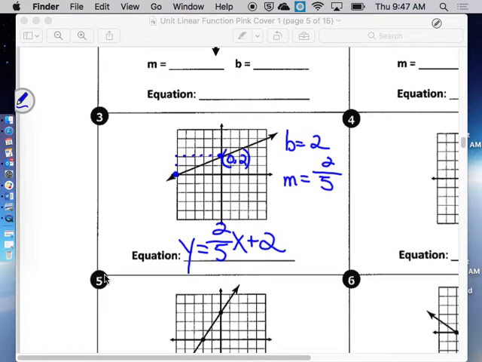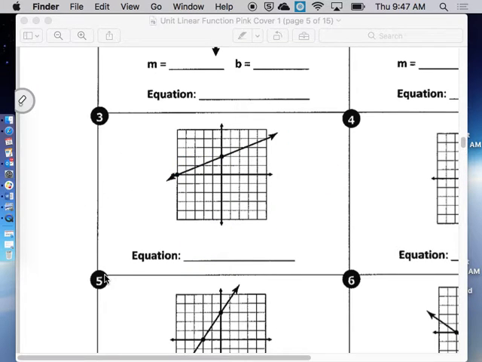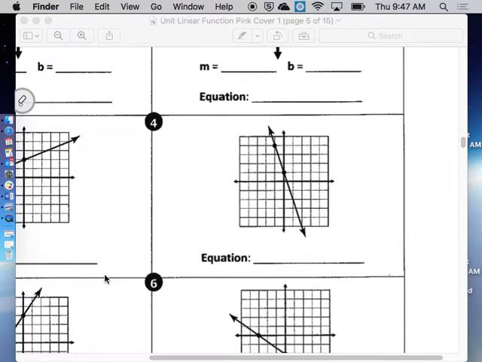So the m and the b in the generic equation would be replaced with the two values. X and y would remain variables in your final answer. Let's do number 4 together.